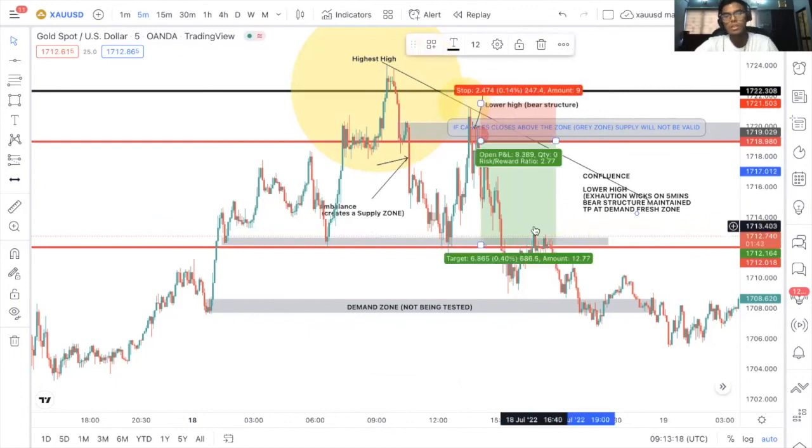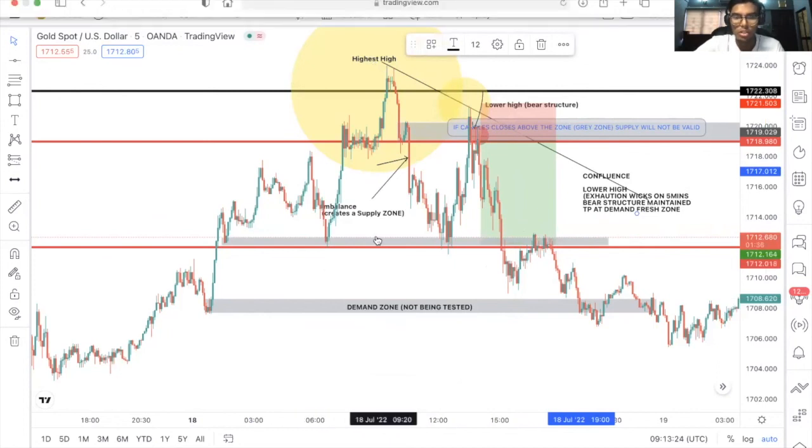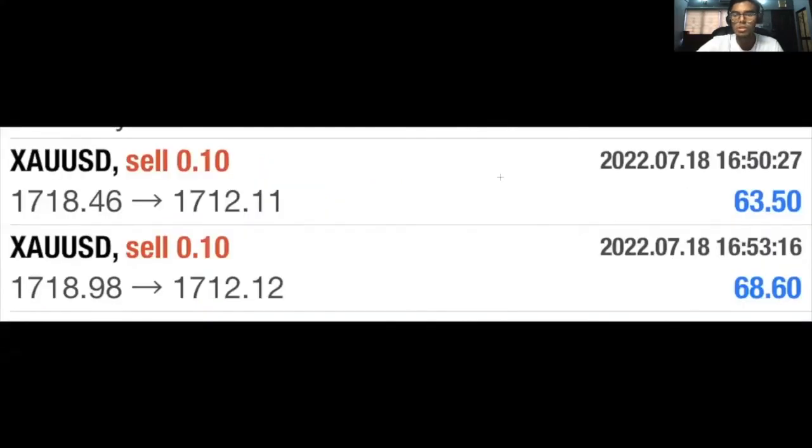Okay, so let me just show you the trade profit. Let me share with you here. So this was the two sell trades I took in, 0.1 lot, 0.1 lot. This was for 68 pips, and the other was 63 pips. So total is about roughly 130 in profit.